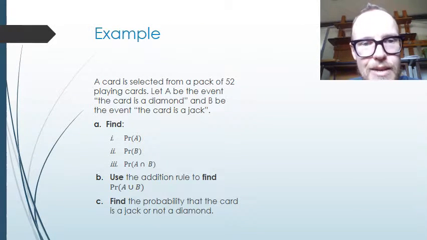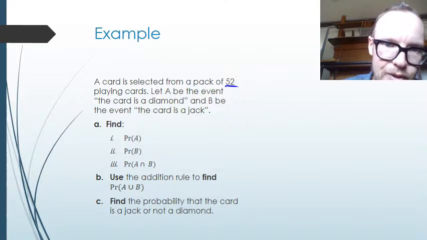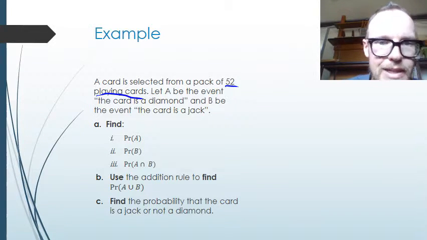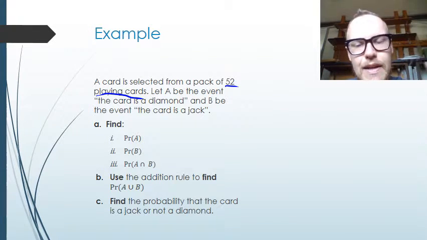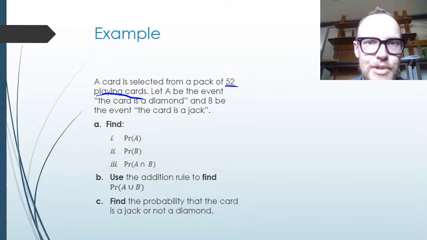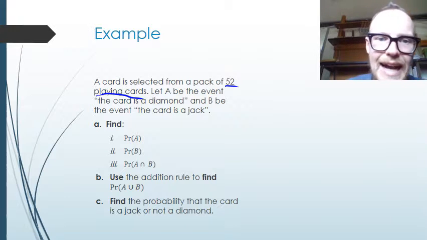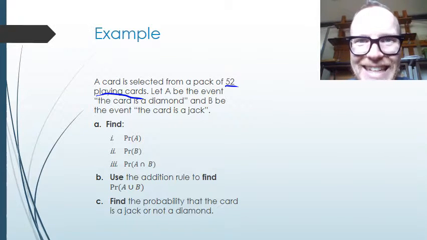So let's look at an example here. We've got a normal pack of 52 playing cards. That means there are 4 suits, 13 cards in each suit, ranging from the numbers 2 through to 10. We get the picture cards as well, Jack, Queen, King, and we get an ace as well. A is the event that the card is a diamond, and B is the event that the card is a jack.